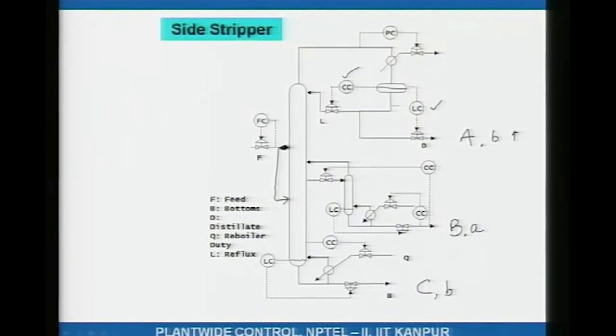Similarly, what does this guy do? If the amount of impurity B that is leaking down the bottoms goes up, that means too much of the light stuff is leaking down the bottoms, increase the reboil so that it does not leak down. That is what this guy does. Okay.